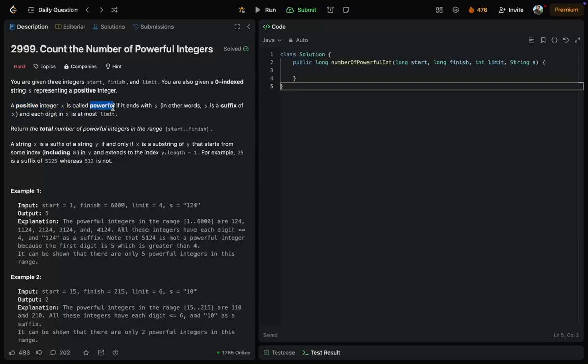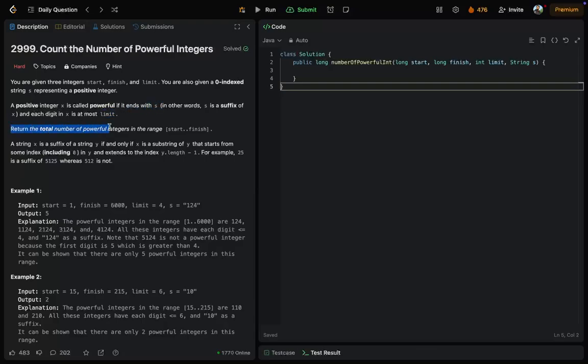We need to figure out the count of powerful numbers. So this is the definition of a powerful number. It ends with s, so we can say s is our suffix, and each digit in x is at most limit. So we want to create a number x such that each digit in x is no more than limit, and it ends with s. So this is the definition of powerful.